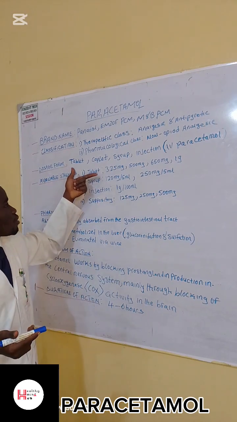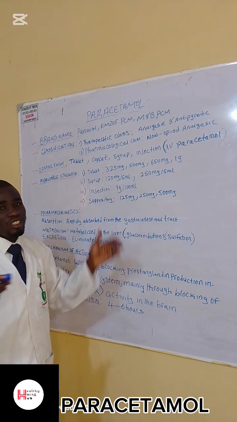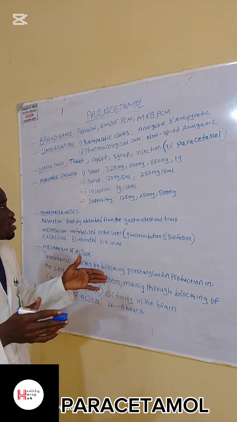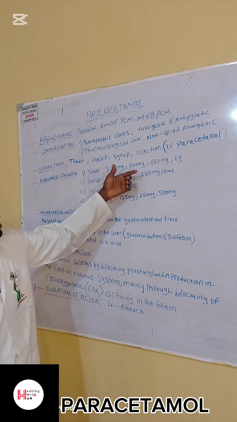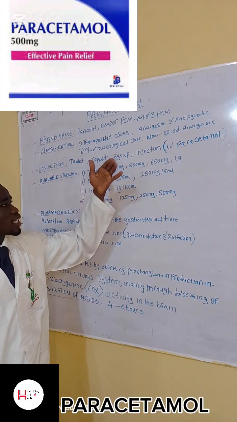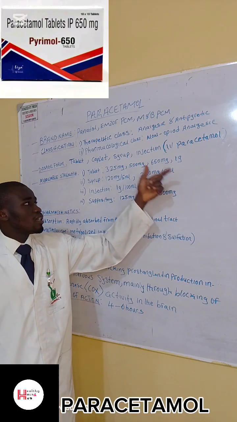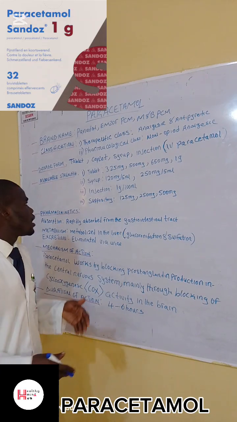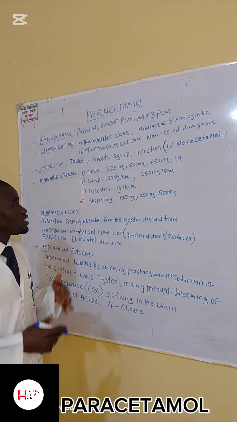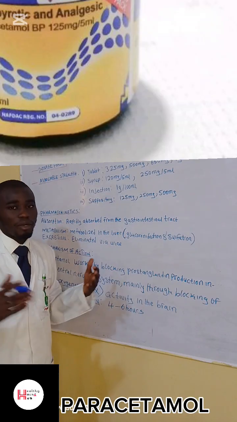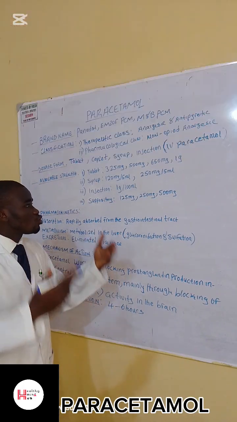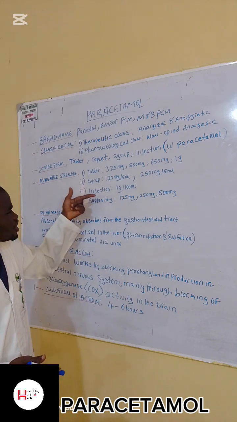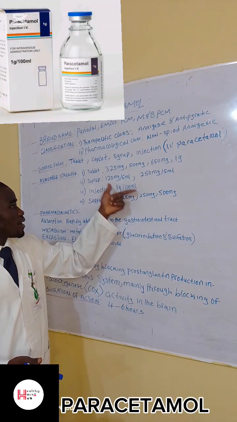We have the tablet, which is 325 milligram, usually combined with ibuprofen. We have it in 500 milligram, 600 milligram, and 1 gram, which is equivalent to 1000 milligram. We also have paracetamol in syrup, which is 120 milligram per 5 ml, and 250 milligram per 5 ml. And we have it in injection, which is 1 gram per 100 ml.